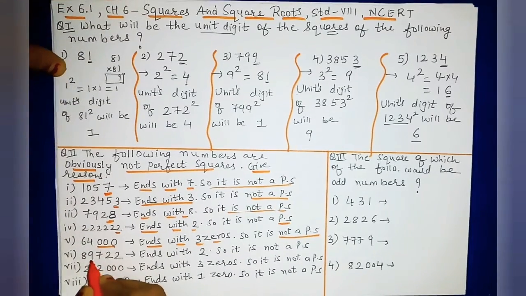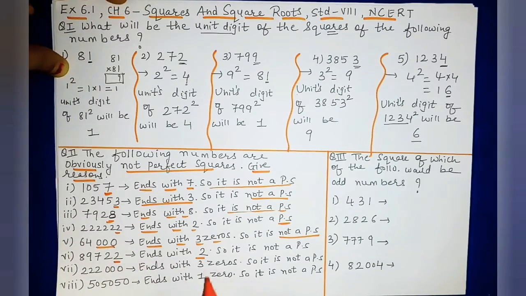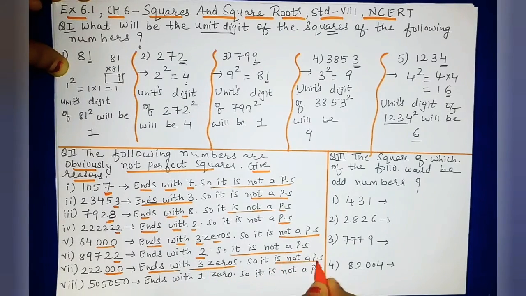Now in the sixth one, again 89722. Again the last digit is 2. It ends with 2, and 2 is not a square number. So this is also not a perfect square. Again, in the seventh one it is 222000. Again at the end 3 zeros are given, which means an odd number of zeros. So again this is also not a perfect square.